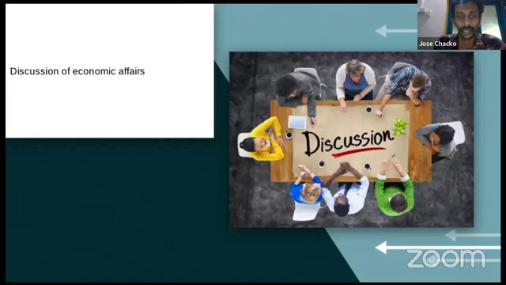And another method that we use in our classroom is discussion.